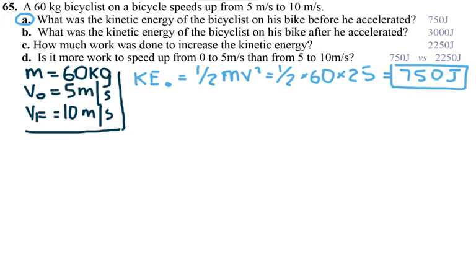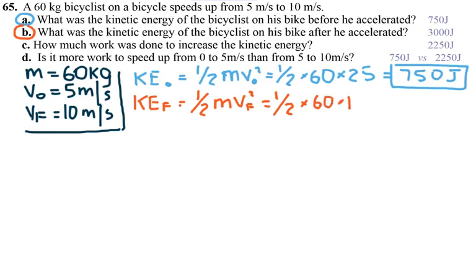Then what is the kinetic energy of the bicyclist on his bike after that acceleration? So I have to find the final kinetic energy. So the final kinetic energy is equal to, again, 1/2 the mass times velocity squared. So this one is final, this was initial, and it equals 1/2 times the mass, which is 60, times the velocity, 10 squared, and that gives me 3000 joules.